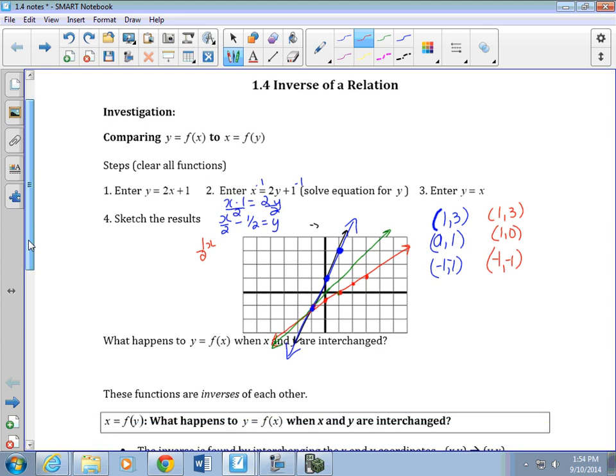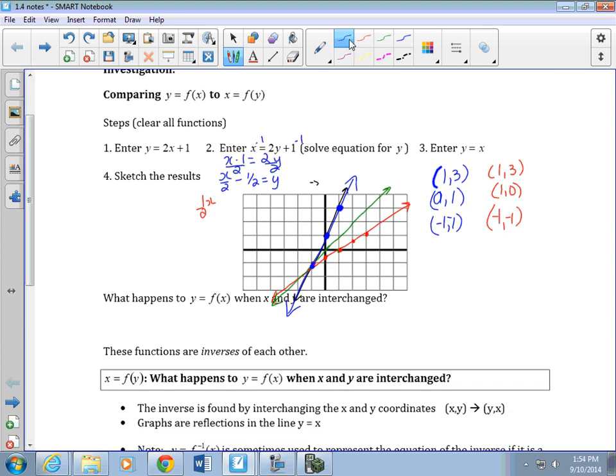So I go from having (x, y) to (y, x) for my coordinates. And what's happening is it's flipping over the line y equals x. So y equals x is just the straight line going through the origin, going (1, 1), (2, 2), (3, 3), and so on.